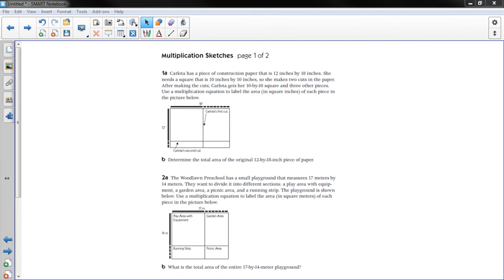Hi, this is Mr. Knowles, and this is a lesson about multiplication sketches. Basically, it's a continuation of using the area model of multiplication to solve double-digit multiplication problems. This worksheet is titled Multiplication Sketches, so that kind of explains what we're doing here.